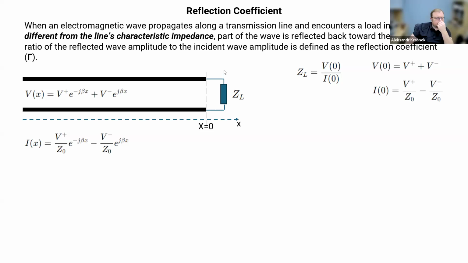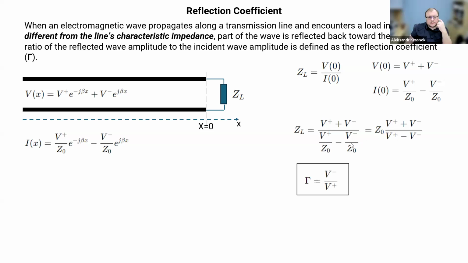At the same time, this voltage at x0 is equal to V plus plus V minus, the amplitudes of the right propagating and left propagating waves at this coordinate at the terminal, and the current as well. So I plug in these two formulas into this equation here and factorize this Z0. Next, I can introduce the reflection coefficient.